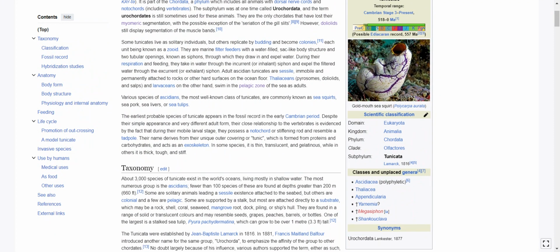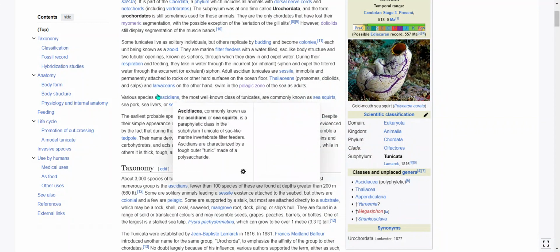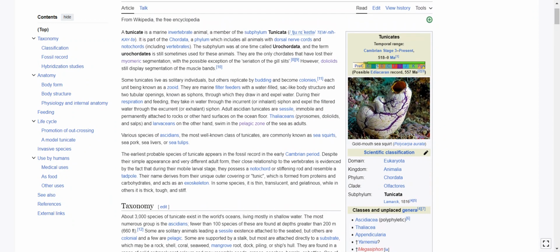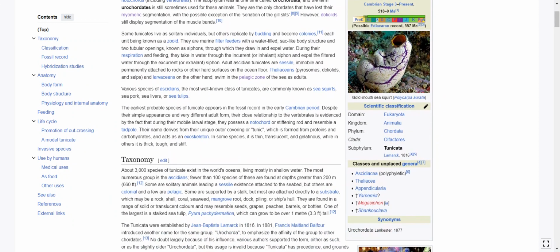Very much information. I don't see why this last sentence was included here, the one that I've been stuck on for the past 5 minutes, that thaliaceans and larvaceans swim in the pelagic zone. I don't see why that's important, at least not for this. Include that on their own thing, but that's just unnecessarily complicating this article.